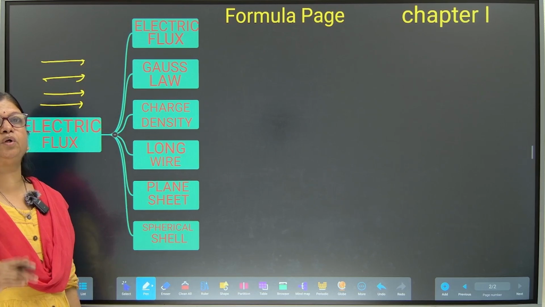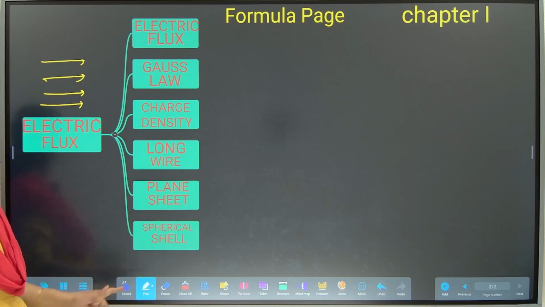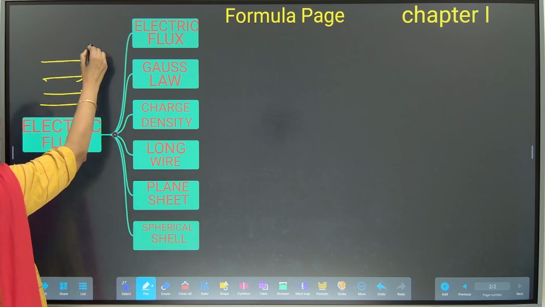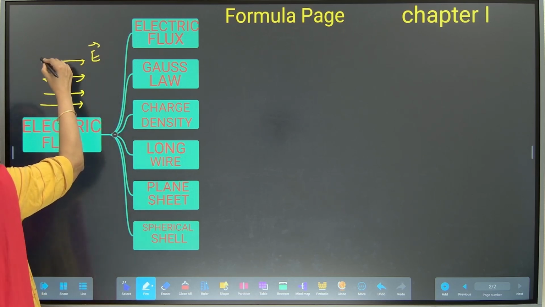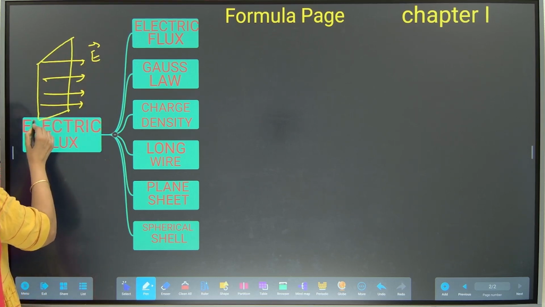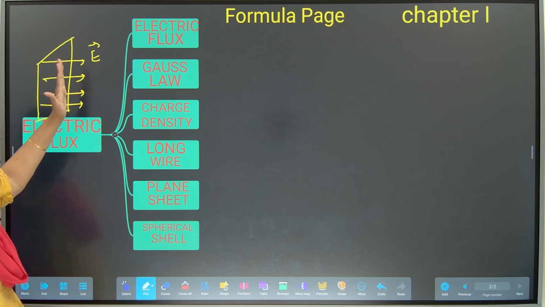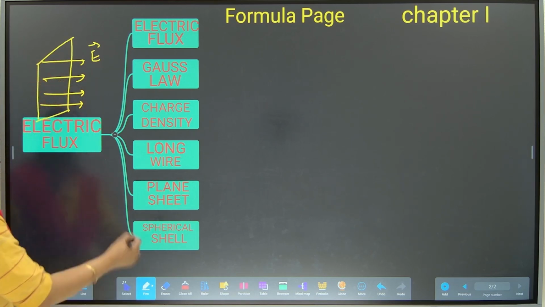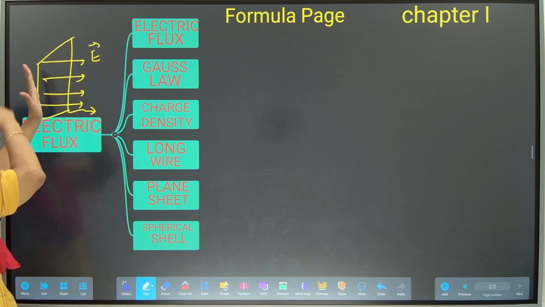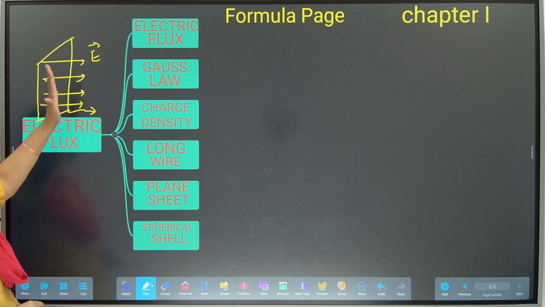Now we go to a new topic, electric flux. What is electric flux? Electric flux is the number of electric field lines passing through an area. Suppose I have a plane here of certain area S. Then electric flux is the number of lines passing through this particular area.